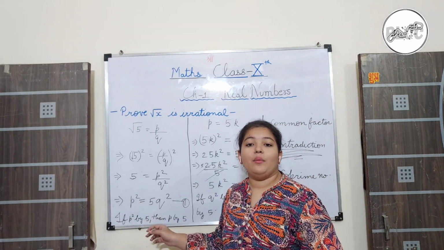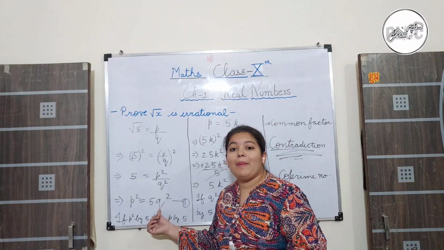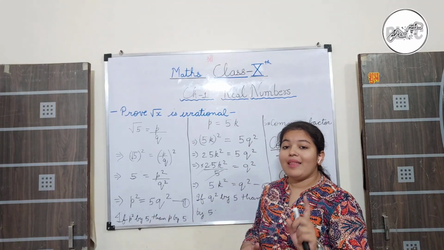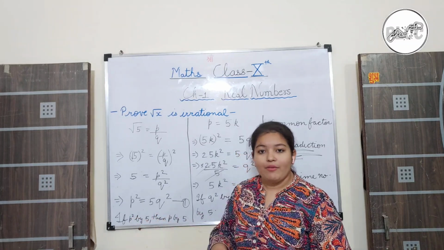Then one thing we have noticed is that if we multiply any number Q square with 5, it will give you P square. What does it mean? That P square is divisible by 5.